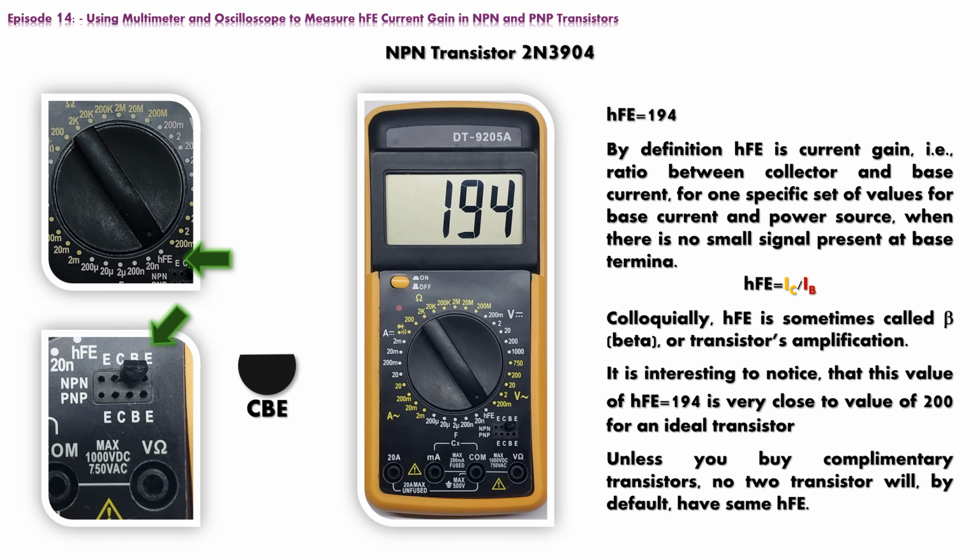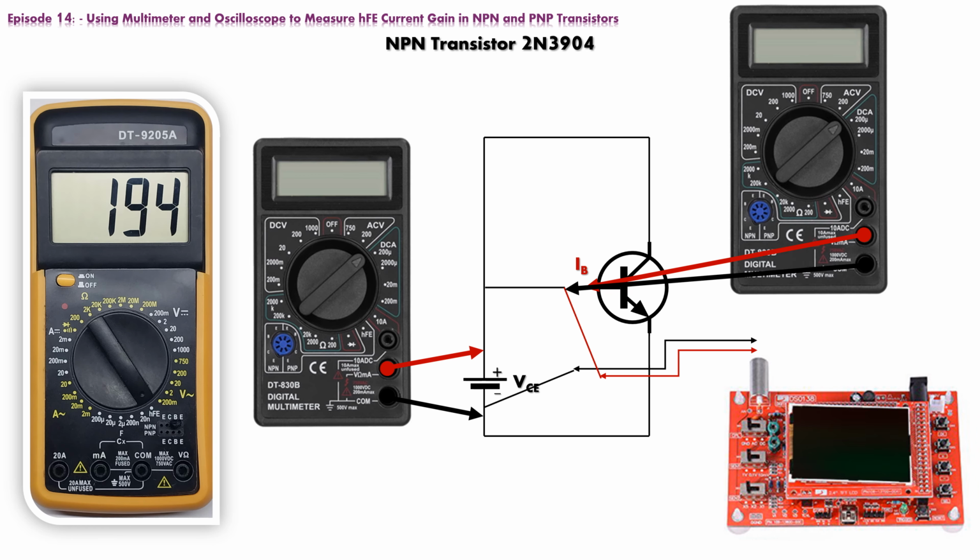First, we need to measure what power source is used for this measurement. Or to be more precise, we need to measure VCE, the voltage between collector and emitter terminals. Next, we need to measure the value for base current. And at the end, we need to see if base current is constant, that there is really no small input signal present at the terminal. For the first part, we will use another multimeter, and set probes at collector and emitter terminals. This will give us the value for VCE.